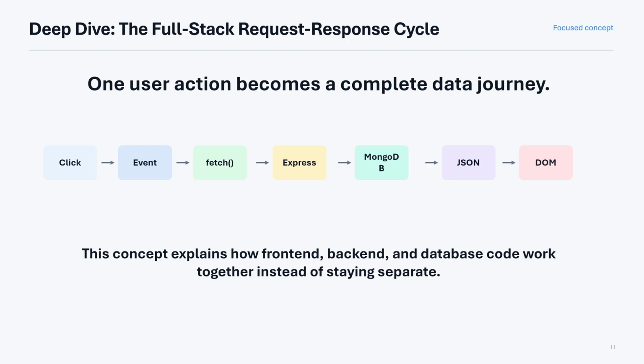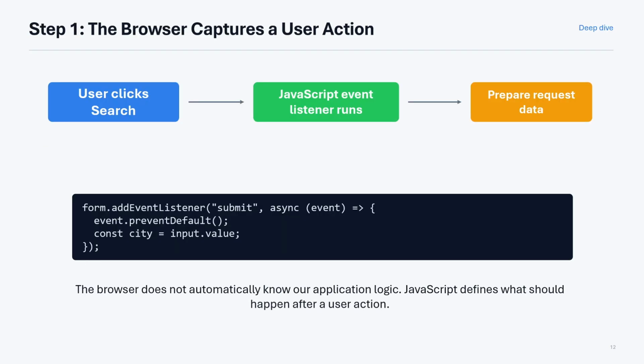A full-stack application is really a system of requests and responses. The user only sees buttons, but that button can start a process through every layer of the application. So let us use one simple example. The user creates a workout plan called leg day.